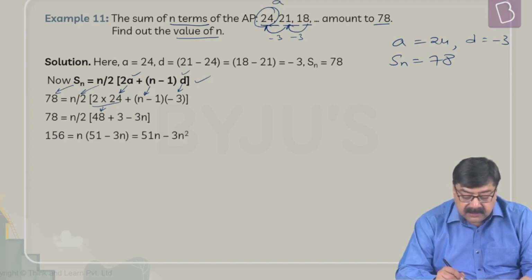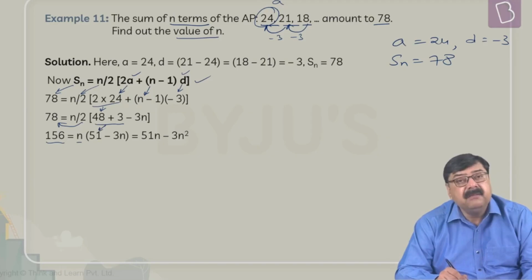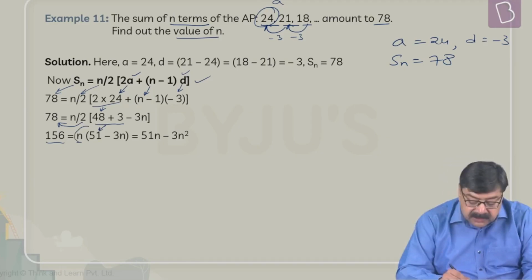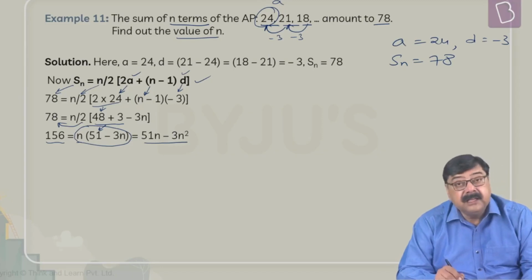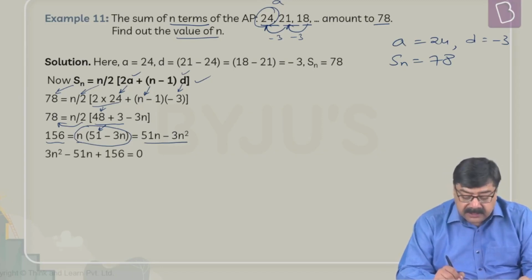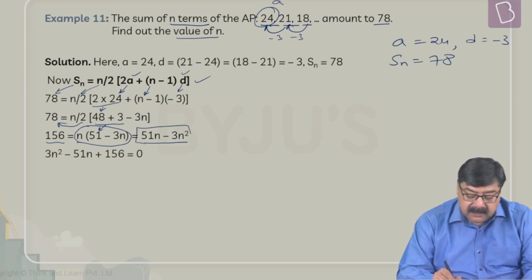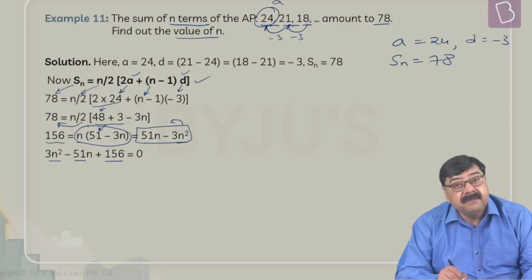Resolving this, 2 goes to the left hand side, 78 into 2 is 156. N remains here on the right hand side. 48 plus 3 is 51 minus 3n. So this shall become 51n minus 3n square. So we can form an equation here by taking this expression on the left hand side. So we get 3n square minus 51n plus 156.